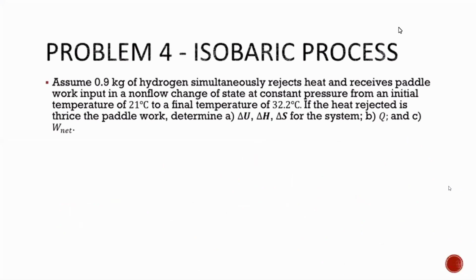Okay? Solve pa ba natin ito? Another problem. Okay, assume 0.9 kilogram of hydrogen simultaneously rejects heat and receives paddle work input in a non-flow change of state at constant pressure. Ayun, binanggit naman yung term eh. So you can easily identify, although hindi nakalagay na siya, ay isobaric process. From an initial temperature of 21 degrees Celsius to a final temperature of 32.2. If the heat rejected is thrice the paddle work, determine the following.